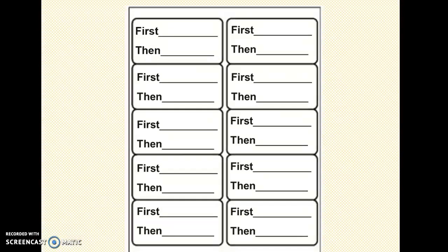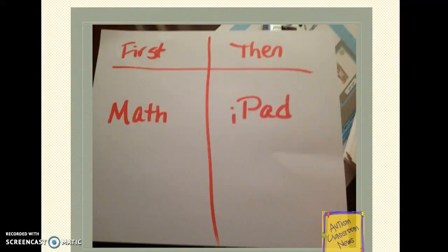Here's an example of a first-then that can be printed on labels so they can be filled out and stuck to folders or to a binder. These can be very useful at school, especially if you have students where you can just write down what's going to happen first and then what's going to happen then. This is just very simply written on a piece of paper, or you can use a whiteboard to erase on the fly as a visual reminder. First, we're going to do math, finish math, and then you get to have the iPad.